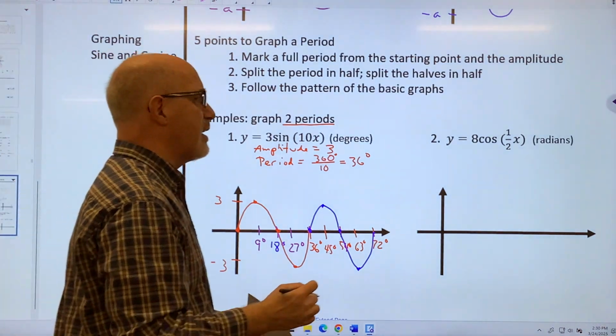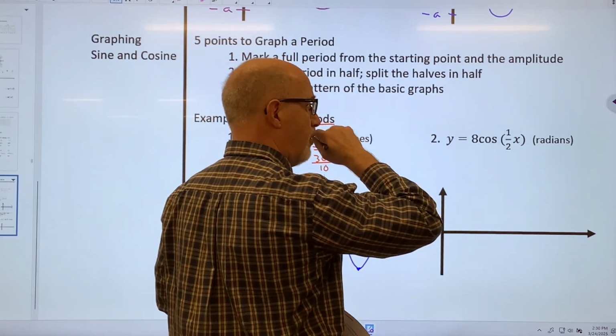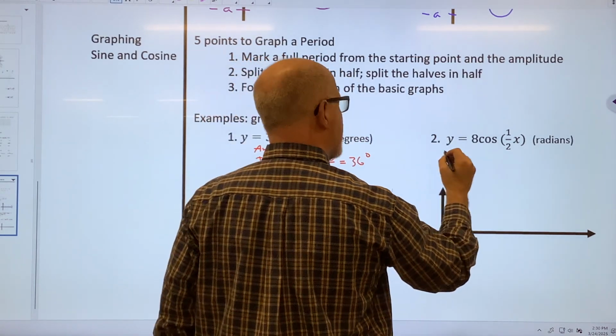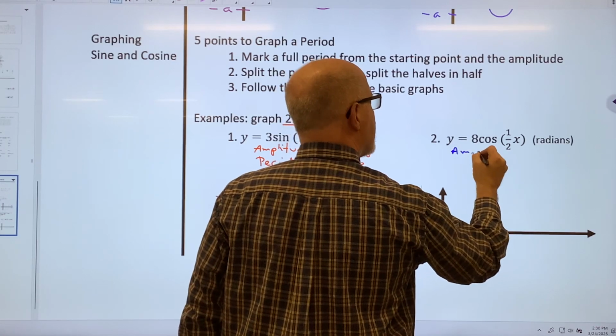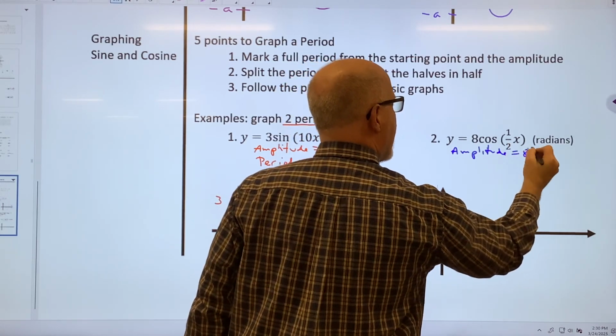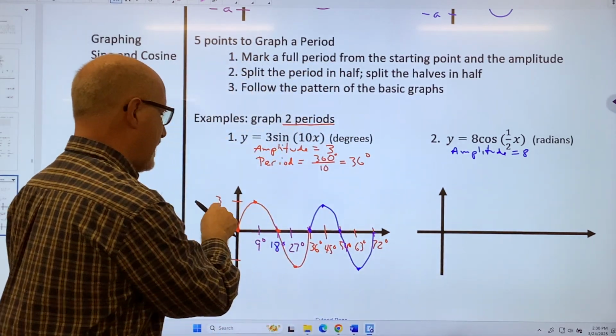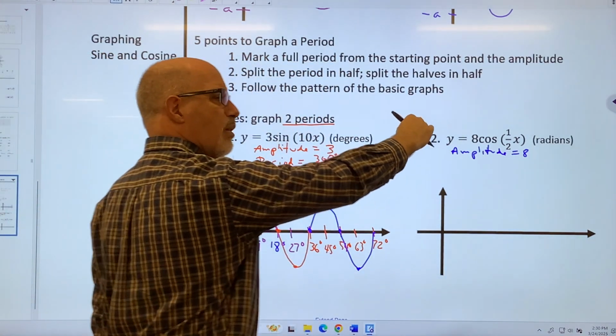Let's do cosine, 8 cosine of 1/2 x in radians. Now, first of all, let's do the amplitude. That's the easy part of it. So amplitude is just going to be equal to the 8. Now, I'm on this unit. I don't have to say if this is 3 here, I'm going to have 8 way up here.